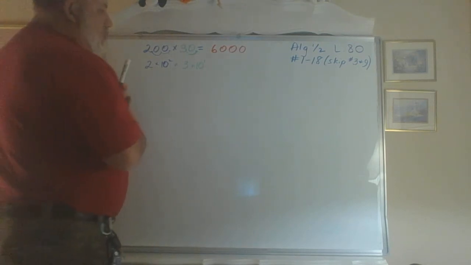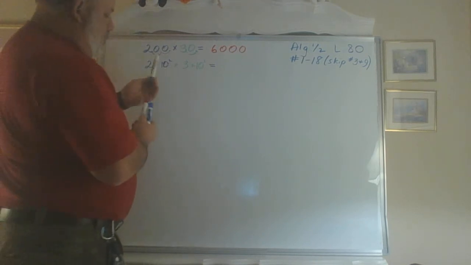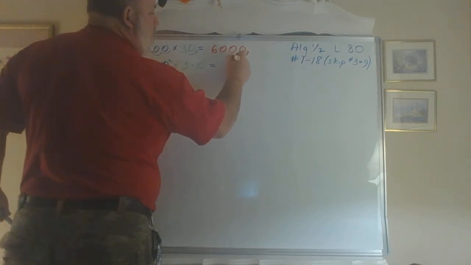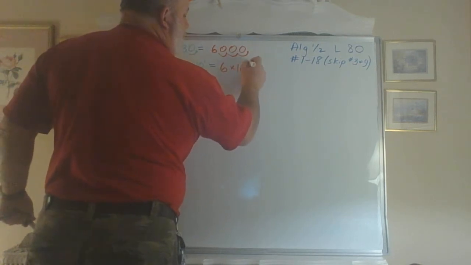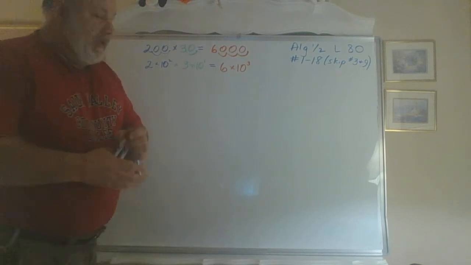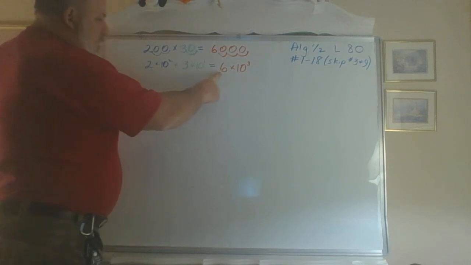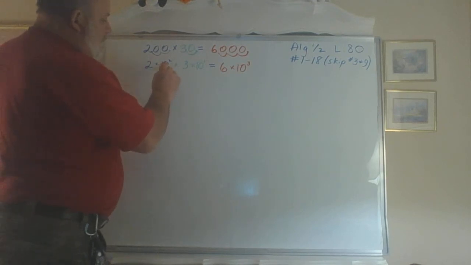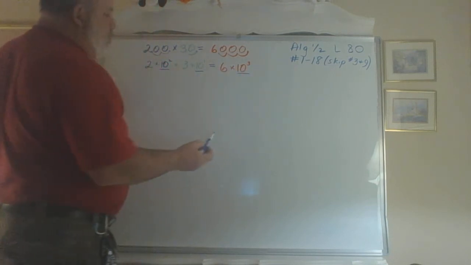The 6,000, we're going to move our decimal all the way from the right-hand side, 1, 2, 3 places. It becomes 6 times 10 cubed. Now I do this in order to point out something here. I know that 2 times 3 is 6. And if you look at the powers on top of the tens, we have 10 to the 2 power, 10 to the 1 power, and we get 10 to the 3 power.